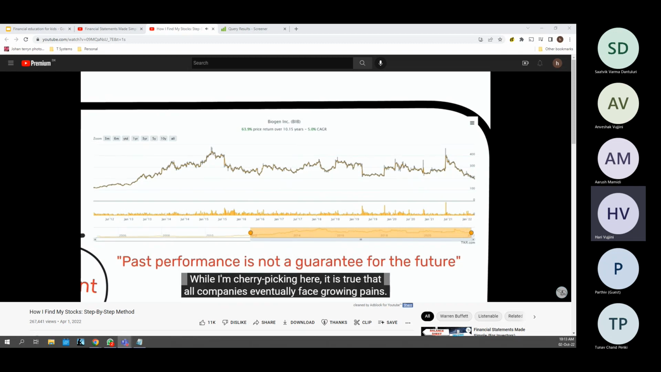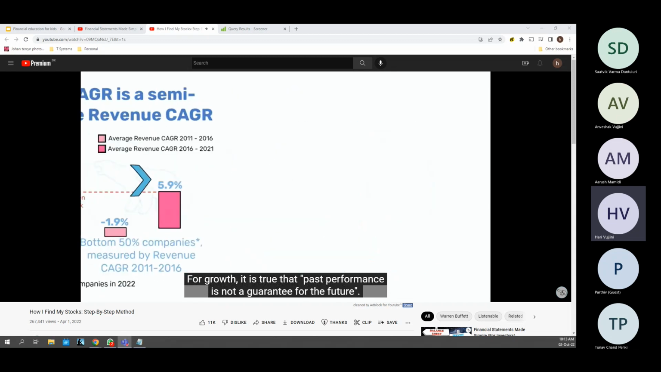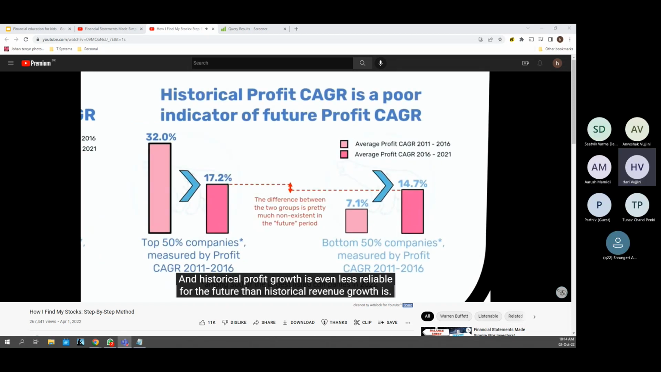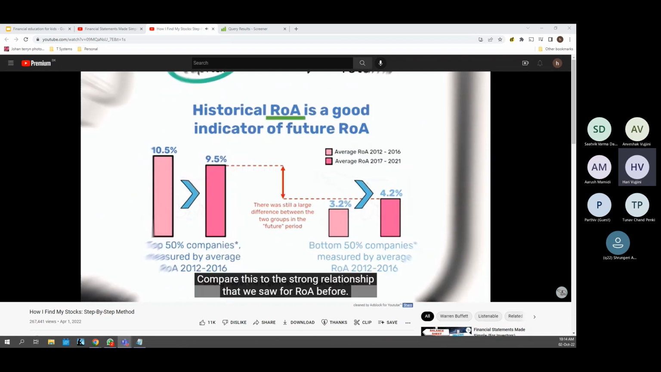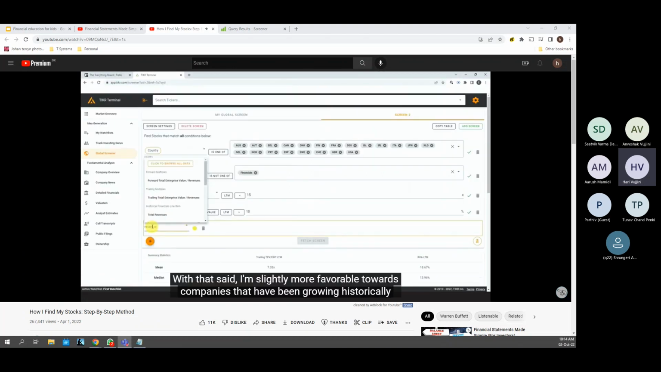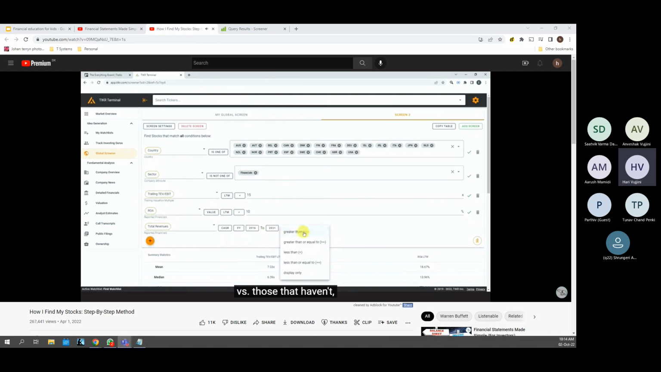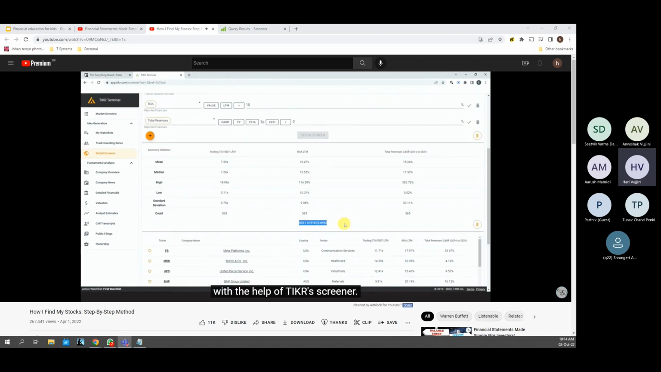While I am cherry picking here, it is true that all companies eventually face growing pains. For growth, it is true that past performance is no guarantee for the future. And historical profit growth is even less reliable for the future than historical revenue growth is. Compare this to the strong relationship that we saw for ROA before. With that said, I'm slightly more favorable towards companies that have been growing historically versus those that haven't. So let's at least exclude companies in decline with the help of Ticker Screener.